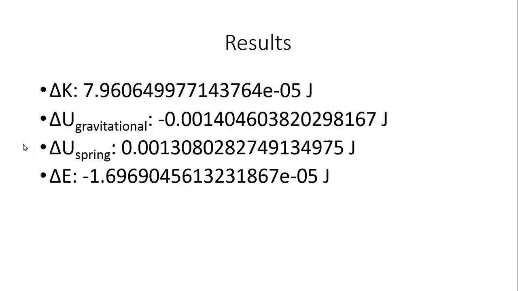And our results give us a delta K of 7.96 times e to the negative fifth joules, a UG of negative 0.0014 joules, a U spring of 0.0013 joules, and a total energy change, or delta E, of negative 1.69 times e to the negative fifth joules.